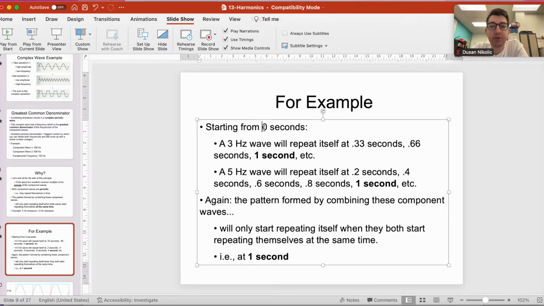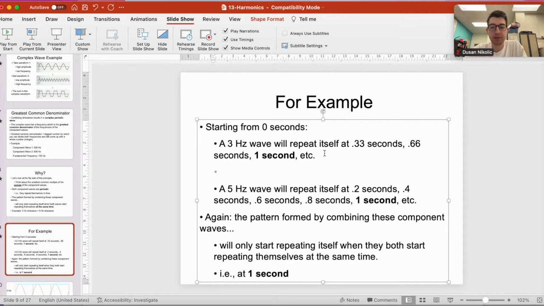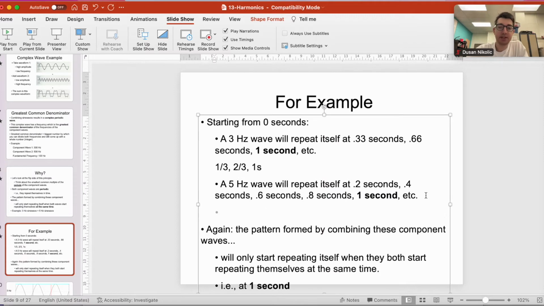For example, starting from 0 seconds, a 3 Hz wave will repeat itself at 1/3 of a second, then at 2/3 of a second, at 0.66, and finally at 1 second. A 5 Hz wave will repeat itself at 0.2, so 1/5 of a second, then 2/5 of a second, then 3/5 of a second, then 4/5 of a second, which is 0.8, and finally at 1 second, or 5/5, which is 1.